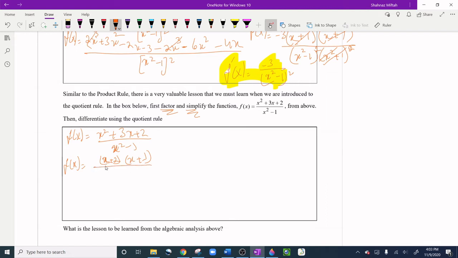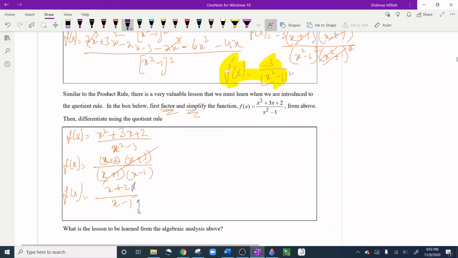In the bottom, I have x squared minus 1. So I have one positive 1 and I have one negative 1. So the x plus 1 factors cancel out. Now I'm left with x plus 2 over x minus 1. So now it's simpler than taking the quotient rule of the original. Now I can do the quotient rule for that.